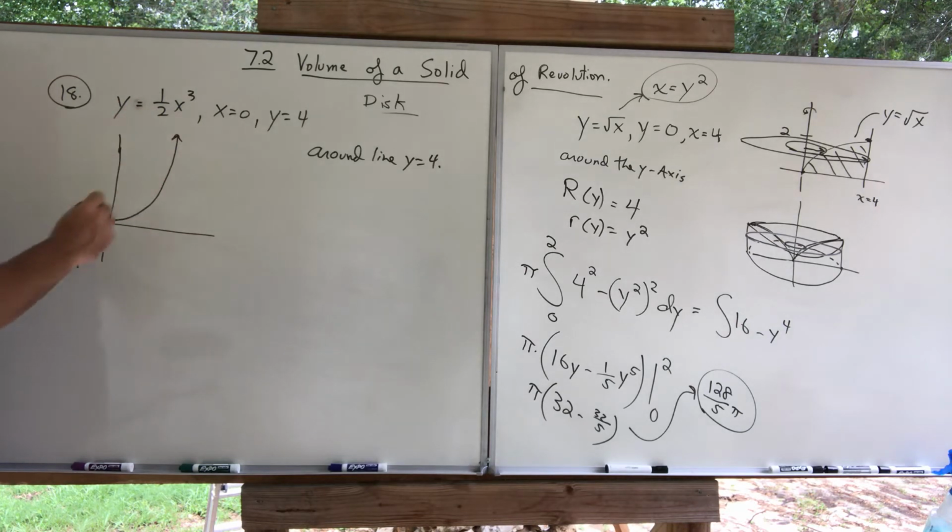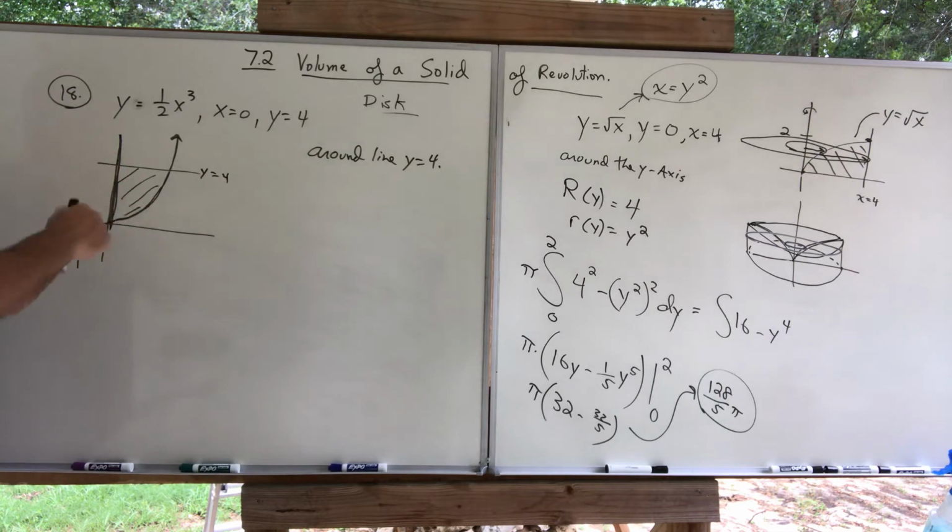There it is. Good old cubic function. X equals 0 is this vertical line here. X equals 0. Y equals this, that's 1/2 x cubed. And then y equals 4 is a horizontal line. Y equals 4. So this is the region.